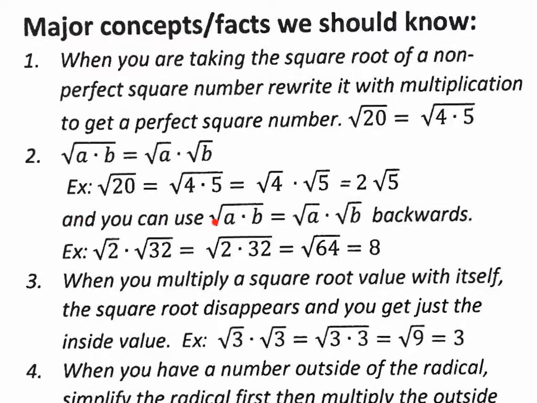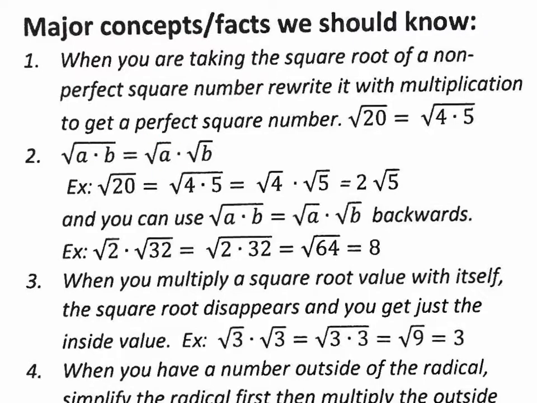It says you could also use this rule backwards. Example, the square root of 2, you can't really do anything with. The square root of 32 you could simplify, but if you think about going backwards, instead of having this split, going backwards and putting it together, if I put these together, it'll say 2 times 32, which is 64, and the square root of 64 is 8. So that is another way you could apply this key concept.